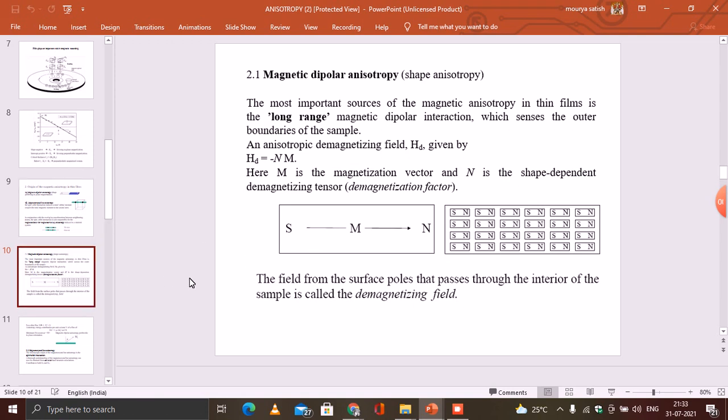Magnetic dipolar anisotropy, shape anisotropy. The most important source of magnetic anisotropy in thin films is the long-range magnetic dipolar interaction, which senses the outer boundaries of the sample. An anisotropic demagnetization field Hd is given by Hd is equal to minus N M, where M is the magnetization vector and N is the shape-dependent demagnetization tensor, the demagnetization factor. The field from surface poles that passes through the interior of the sample is called the demagnetizing field.